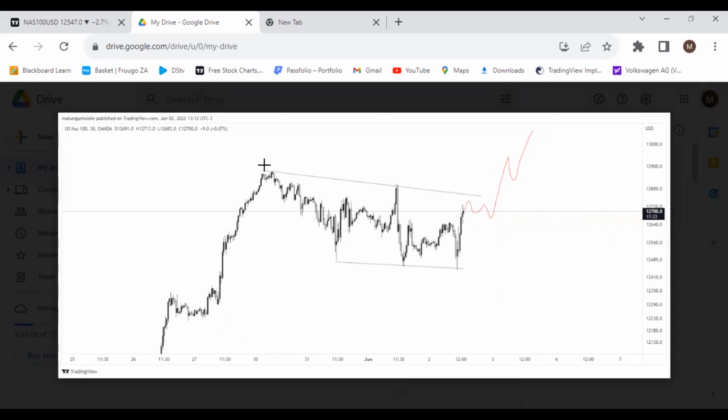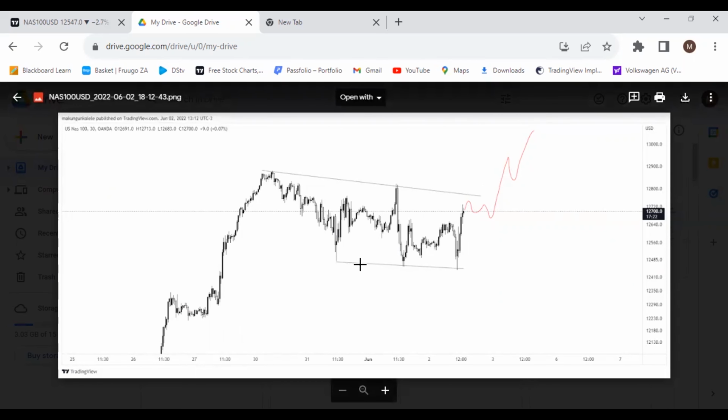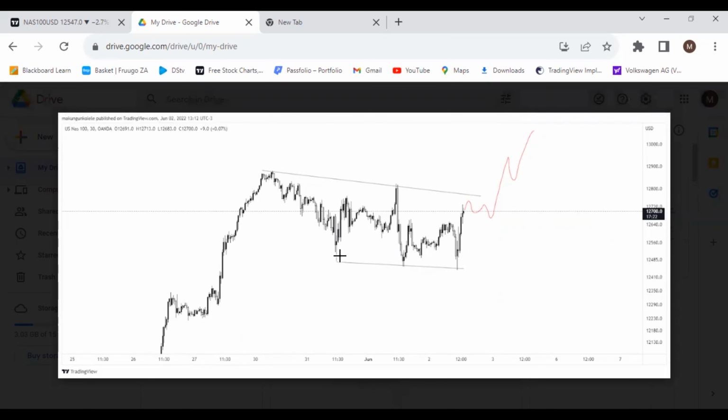So as you can see, this is a huge structure, and remember, a structure needs to consist of about a few touches on either side where you just connect your trend lines. So the support consists of 3 touches, and the top, as you can see, it's just 2.